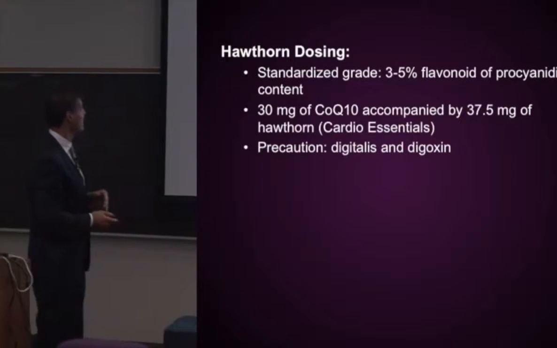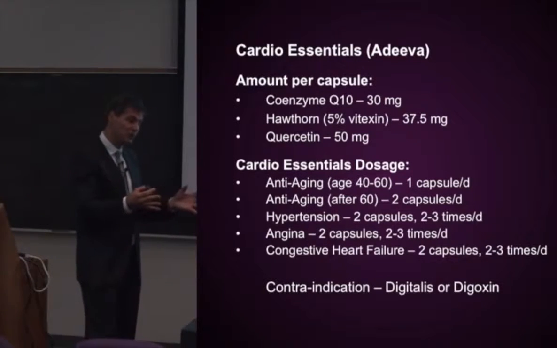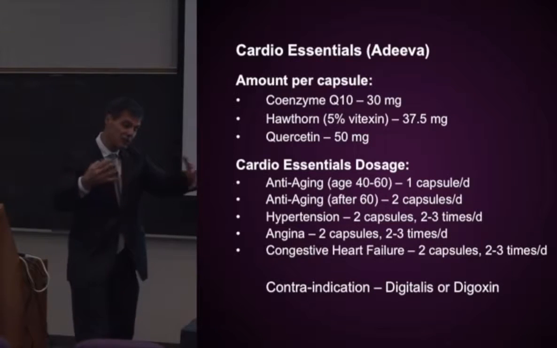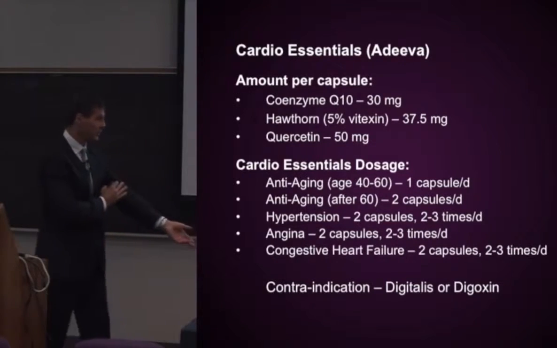It's what I take. For anti-aging purposes, I take 1 capsule from age 40 to 60. After age 60, I would take 2. If a person has high blood pressure, I'd give them 2 capsules 2 or 3 times a day. For angina, about the same. For congestive heart failure, you might want to take it up to 3 times a day, 2 capsules. But again, the physician would have to be in on this, in angina, congestive heart failure, and hypertension. If it's just essential hypertension, you can start to do these things and see how the patient's blood pressure is reacting as you monitor it yourself.